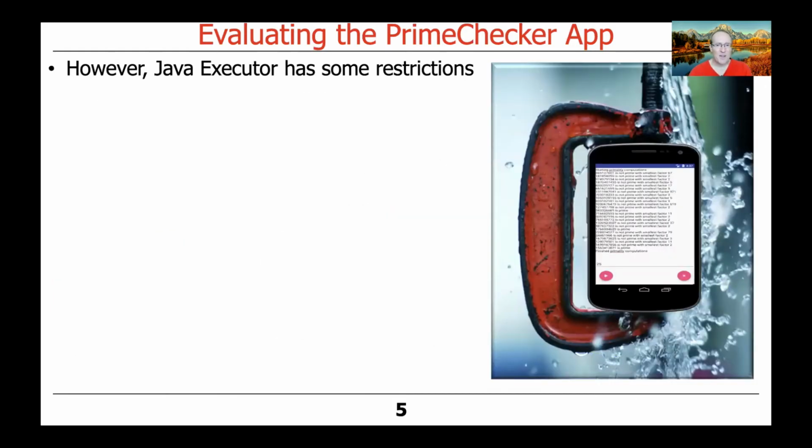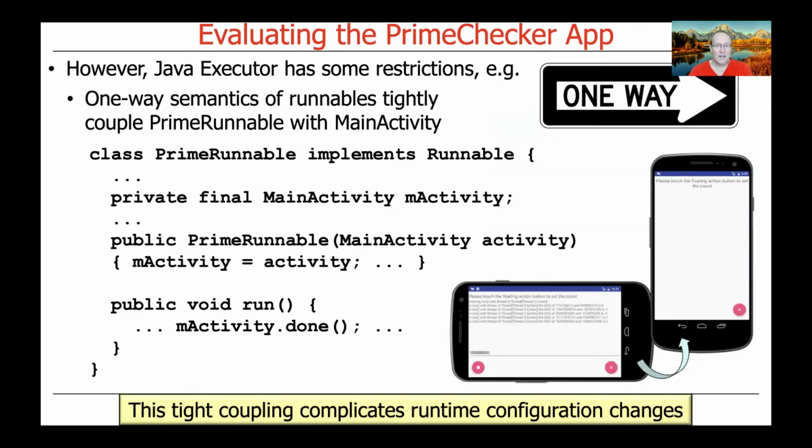However, not everything is rainbows and unicorns with Java Executor. It's a very simple interface. And in fact, to some extent, it's kind of a simple-minded interface, and therefore it has some restrictions. So one of the tricky parts here is that it only allows concurrent processing of one-way runnables. And that requires us to tightly couple our prime runnable class with the main activity class from Android. Those things are joined together in ways that will be problematic if we need to do runtime configuration changes.